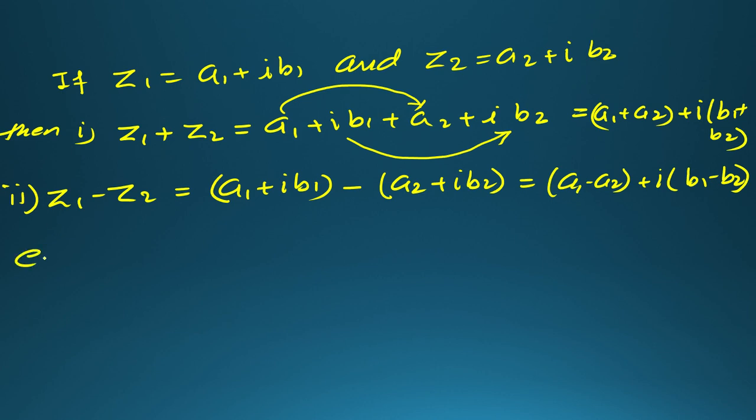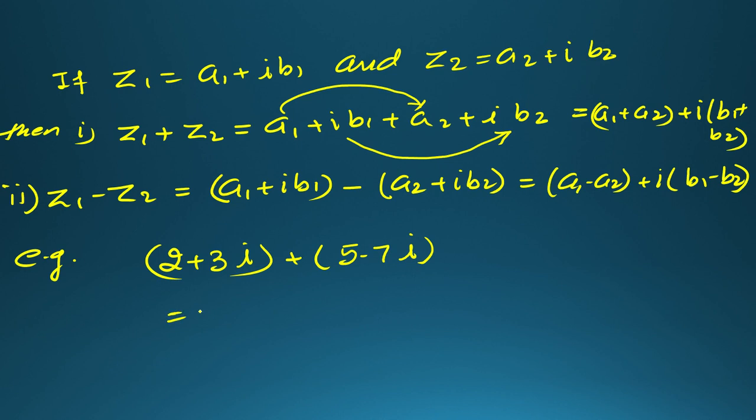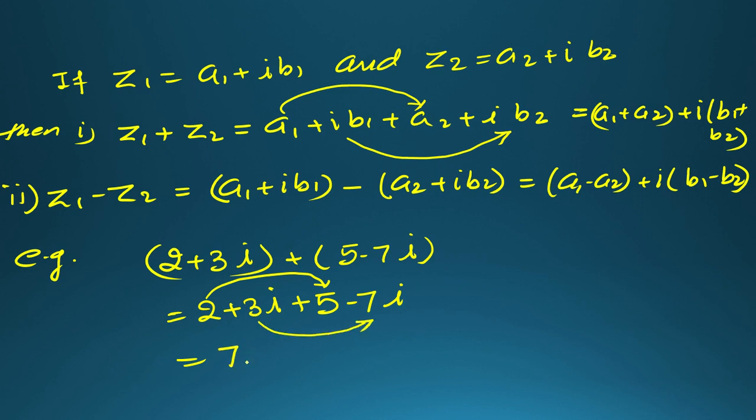For example, suppose we want to solve 2 plus 3i, and then plus 5 minus 7i. It is just a simple algebraic calculation, as I told you. See, 2 plus 3i, and since it is a plus in between, no need to change the sign, 5 minus 7i. Now 2 and 5 are like terms, so 2 plus 5 is 7. Now plus 3i and minus 7i will be equal to minus 4i. So this will be the answer.